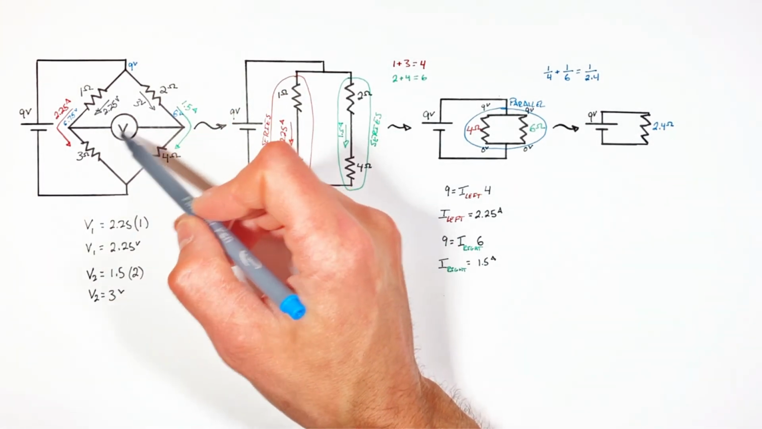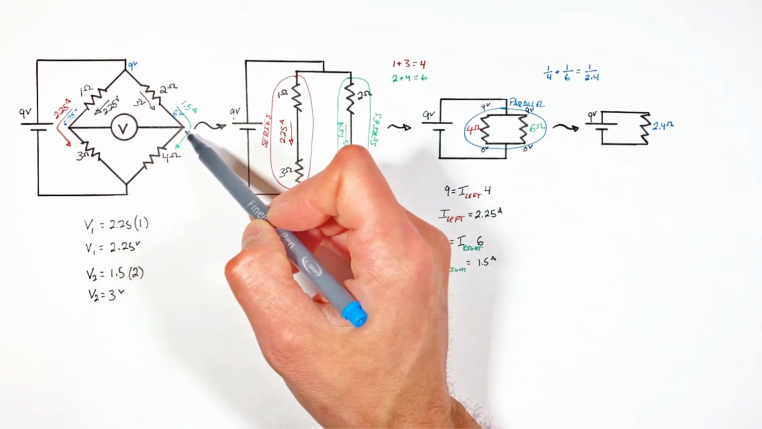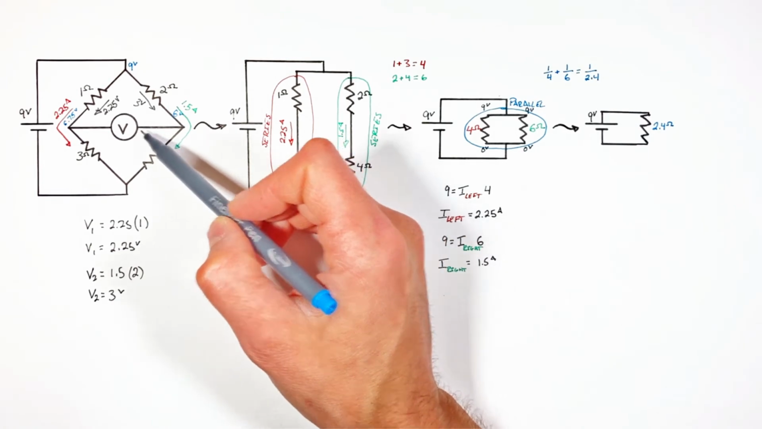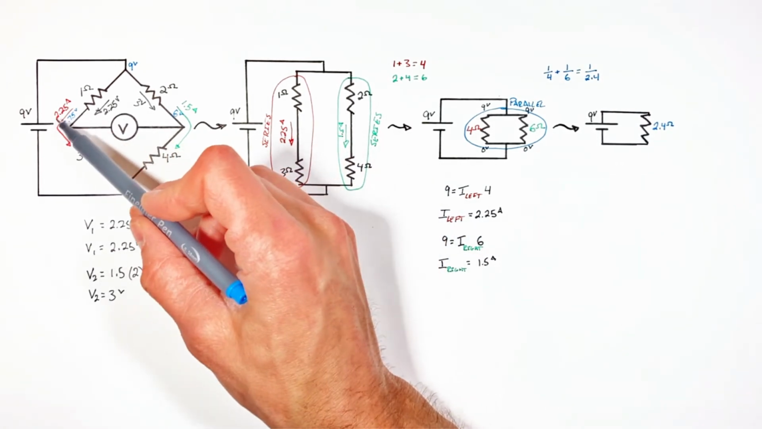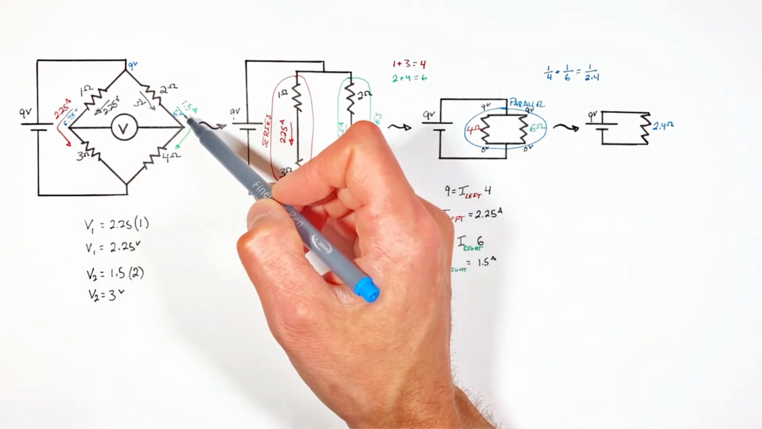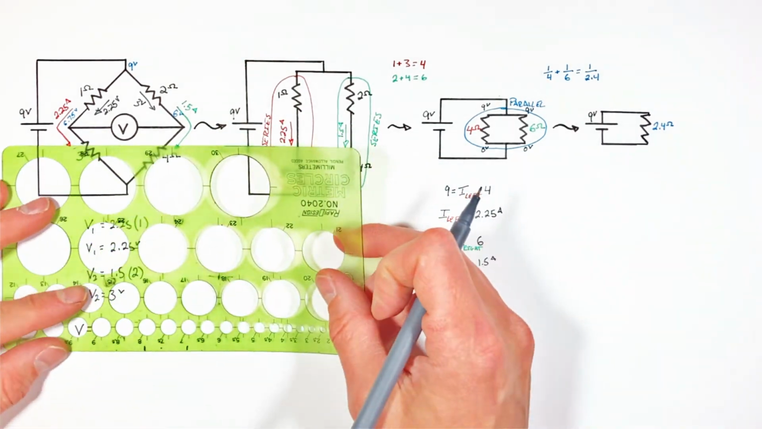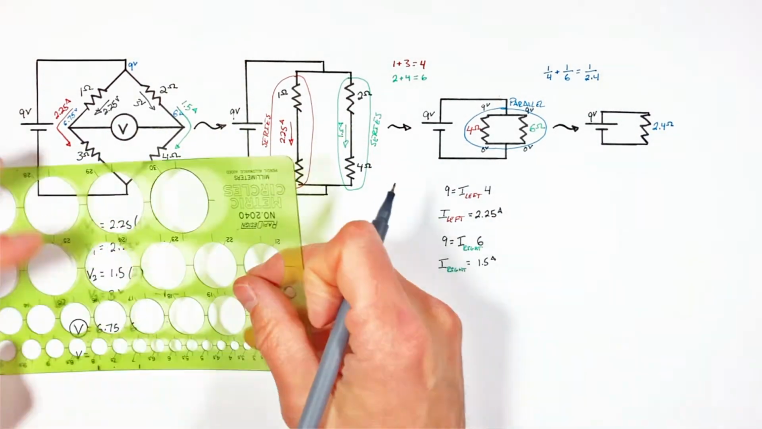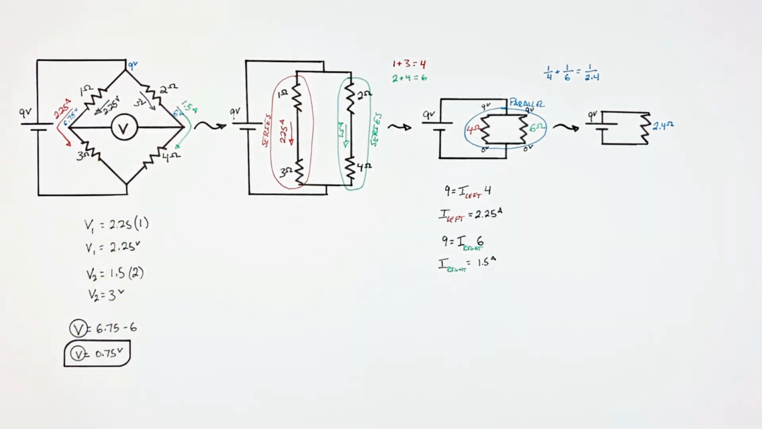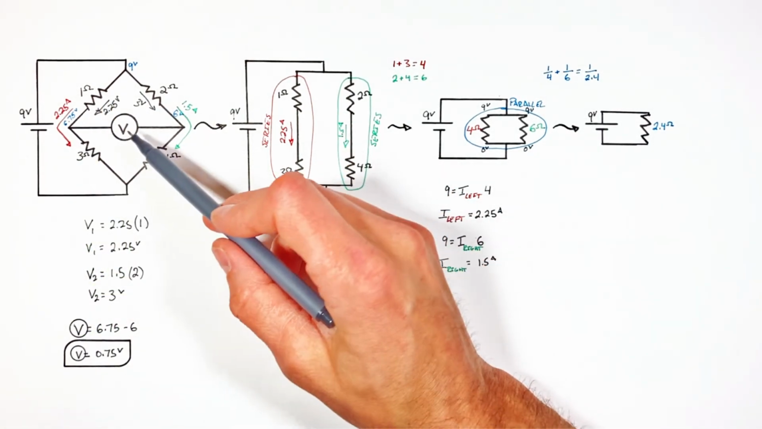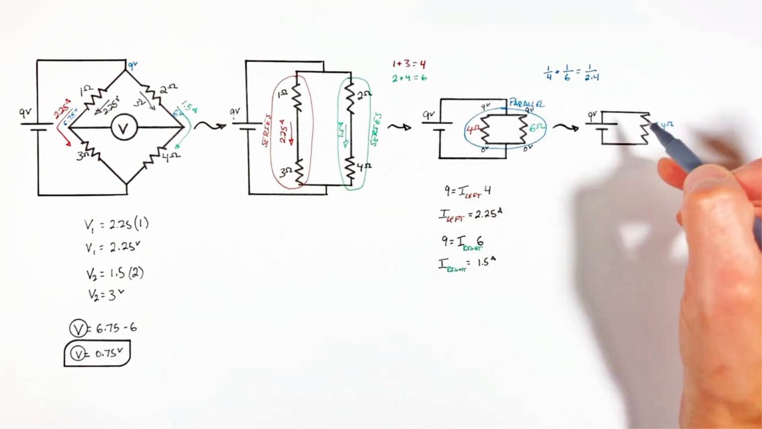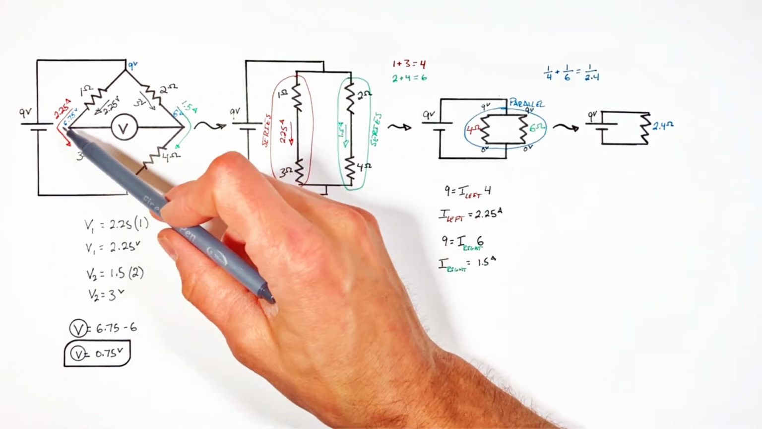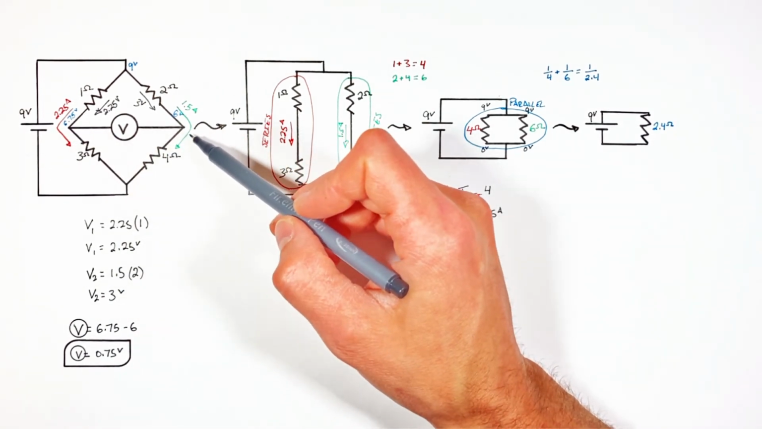Now our voltmeter is simply reading the difference in potentials across this bridge. That is to say, it's looking at the difference between 6.75 and 6 volts. And there it is. Using just Ohm's Law and some good old-fashioned circuit reduction, we've been able to solve for the potential across this Wheatstone bridge.